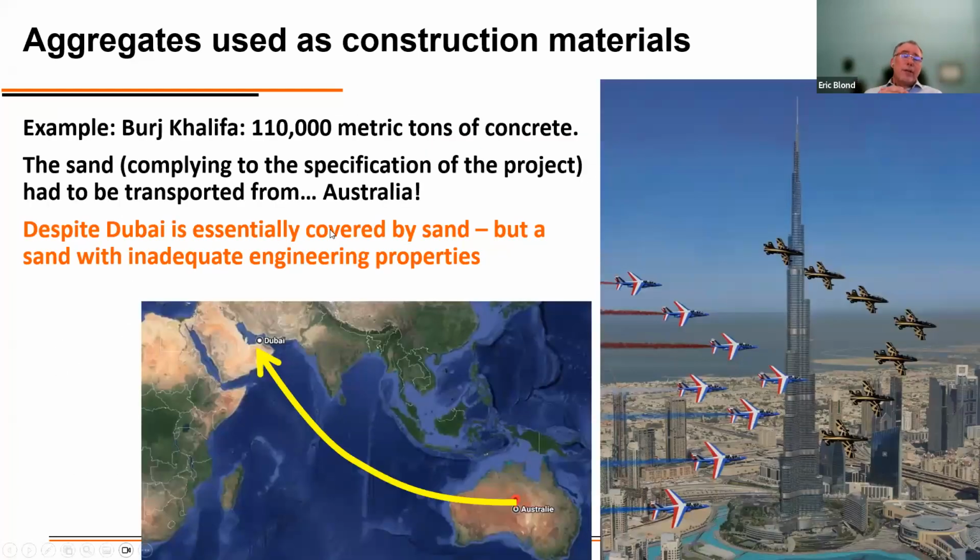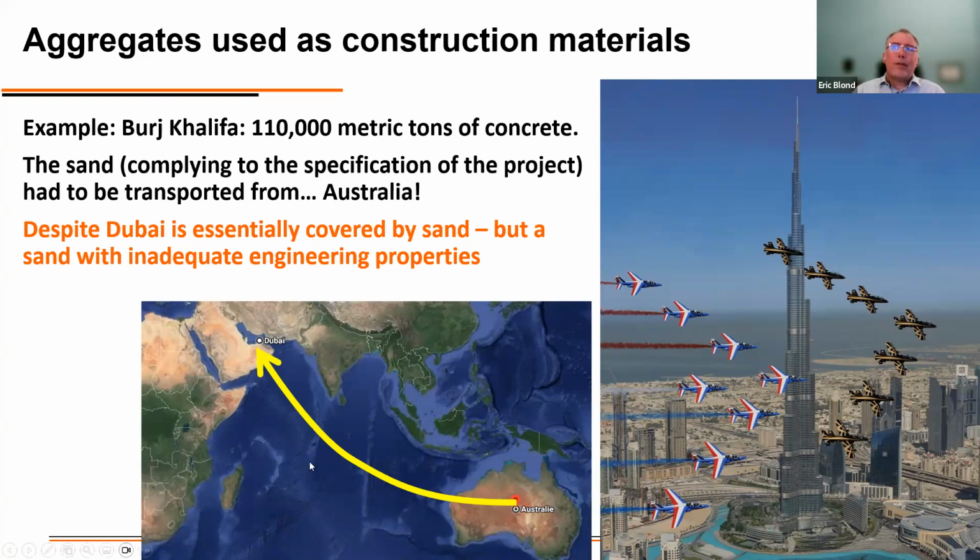Another interesting example is the Burj Khalifa tower in Dubai. This is 110,000 metric tons of concrete. And to be able to build this almost 900 meters high tower, of course, you had extremely strict requirements for the concrete, for the aggregates, for every material. And the only type of aggregate that would be able to deliver the right engineering properties for this concrete is coming from Australia. So congratulations, in Australia, you have the best material available. But again, this is not sustainable.